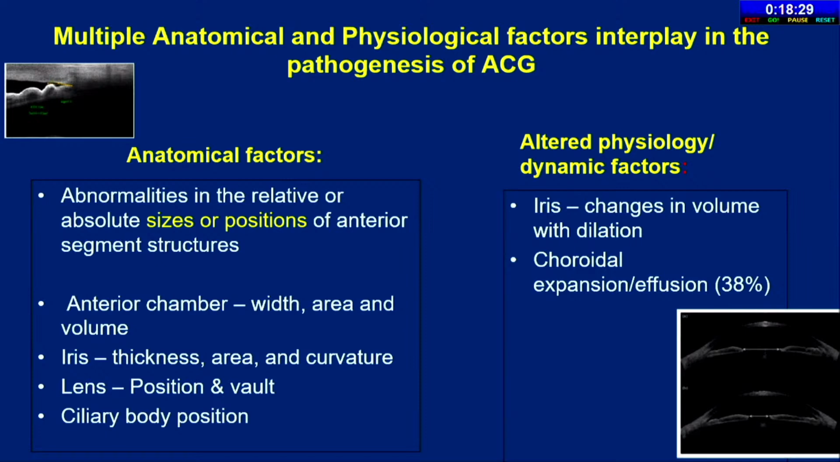So basically, it's the interplay of multiple anatomical and physiological factors. So we know already that in angle closure glaucoma, there are a lot of anatomical factors that play an important role in causation of the disease, like shallow anterior chamber, decreased anterior chamber volume, then factors related to iris area and curvature, lens-related factors, increased lens vault and position, and ciliary body-related factors. So along with anatomical factors, there are altered physiological factors or the dynamic factors which can lead to increased prevalence of angle closure glaucoma.